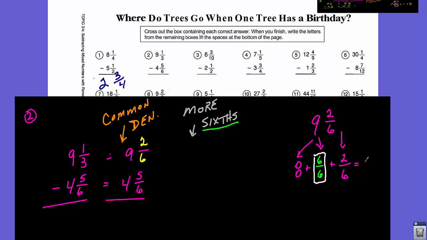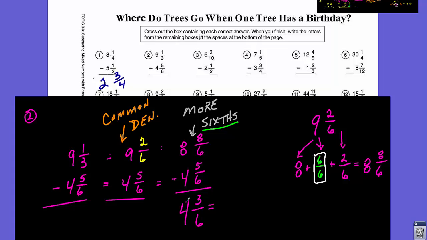Now I'm ready to put it all back together. I've got 8 and 8/6. So I can bring over my 8 and 8/6. I can bring straight across my 4 and 5/6. So I've got 8/6 take away 5/6 is 3/6. 8 take away 4 is 4.